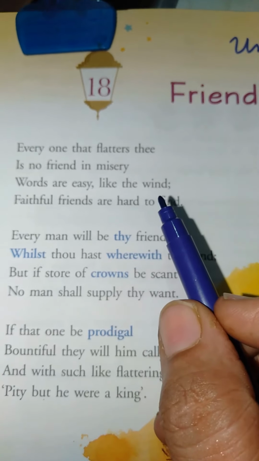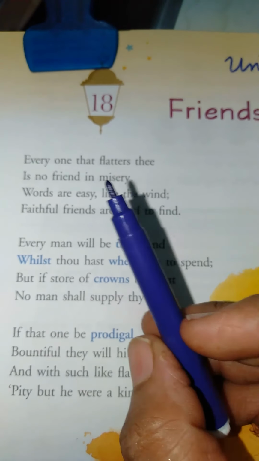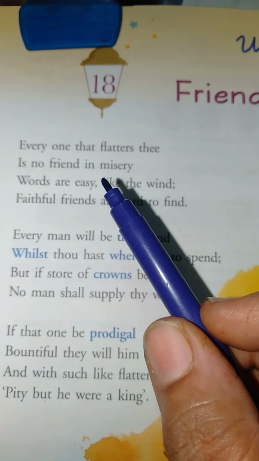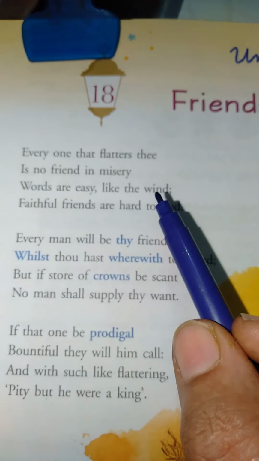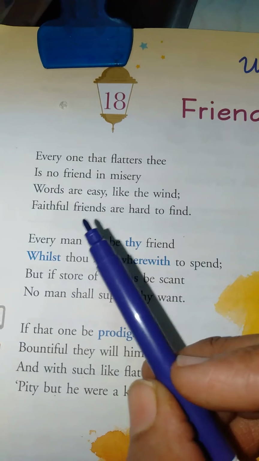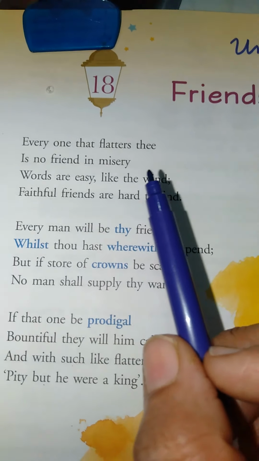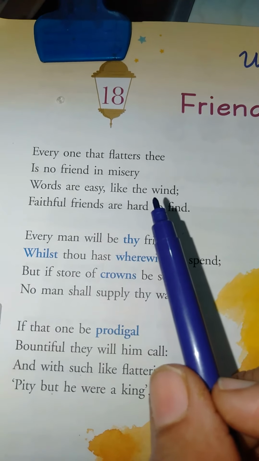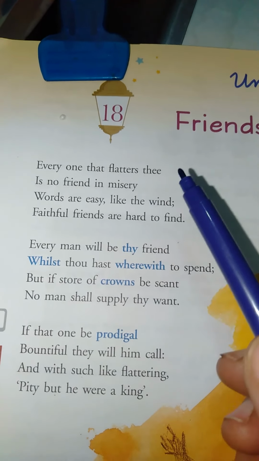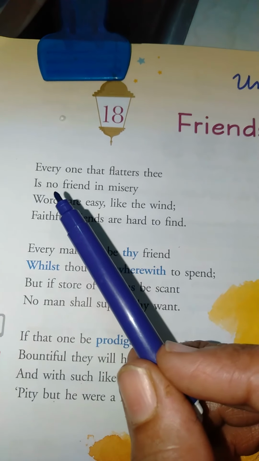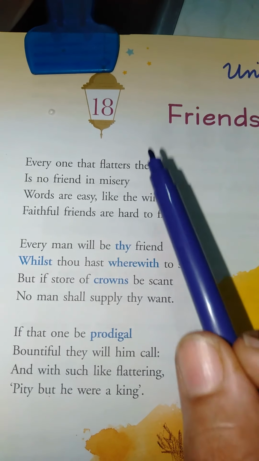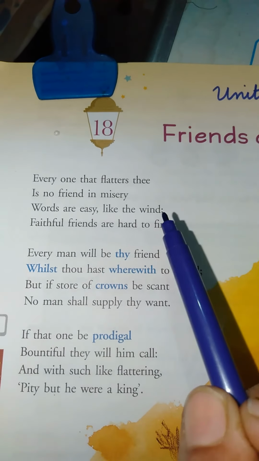Words are easy like the wind. It's easy to praise, it's easy to say things. And they are like wind because they are lost soon. Shakespeare compares words to the winds only because, like wind, they are lost soon. So they are just telling you these things for that period of time when you are having all the things, but there is no friend in misery when you are in trouble. People like flatterers will never be nearby you.